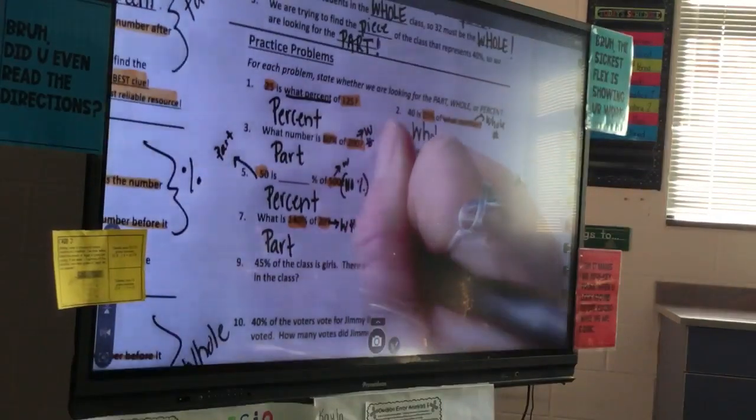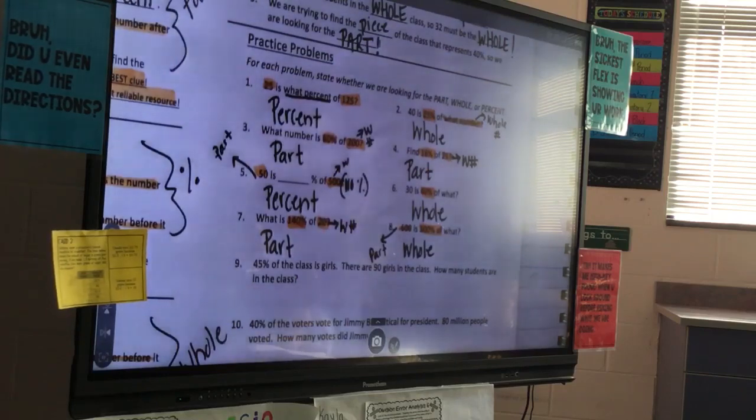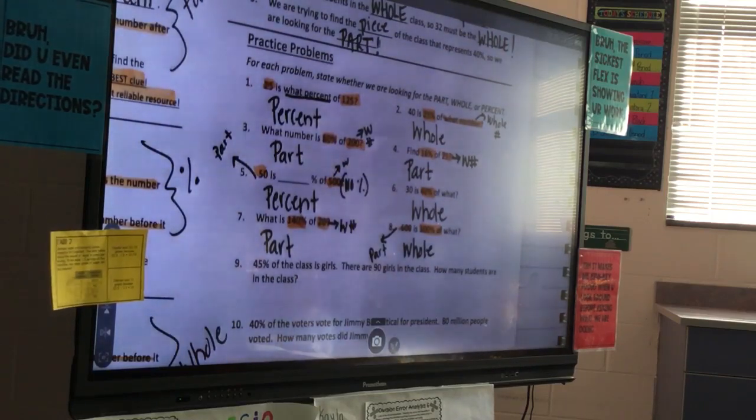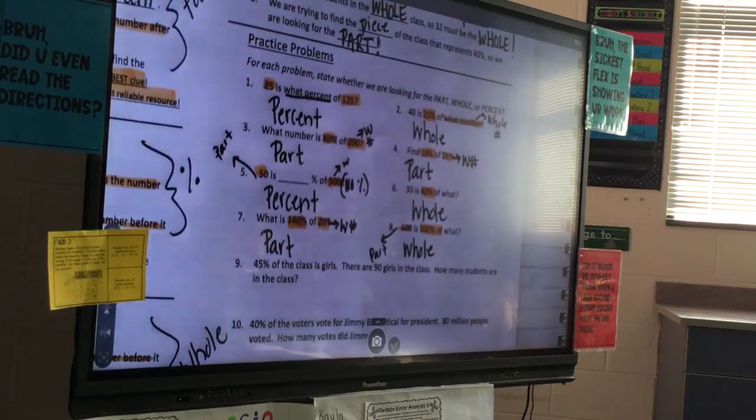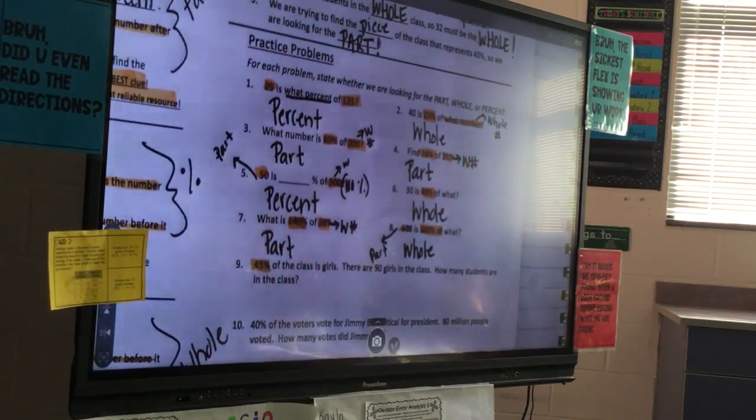Y'all are killing me. All right, number 9. 45% of the class is girls. There are 90 girls in the class. How many students are in the class? This one is a little bit harder because it's not formatted like the last 8. But we should still be able to go through and identify certain parts. So, what's important in that first sentence? Blake. 45%. Which tells me I'm not looking for what? I'm not looking for the percent.